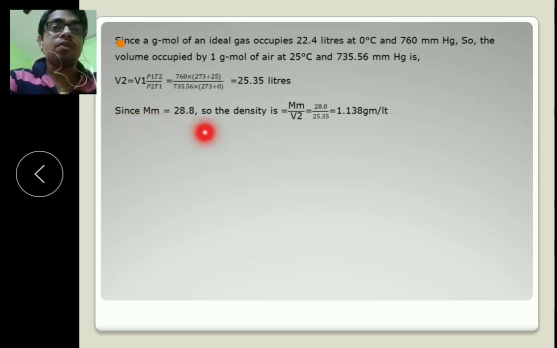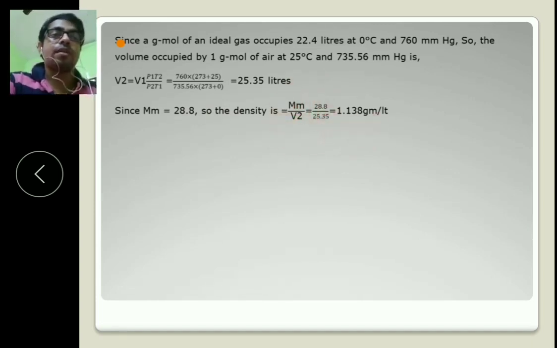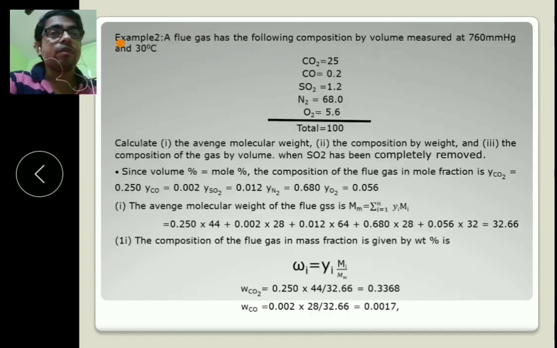Average molecular weight is given as 28.8, and the density is average molecular weight divided by volume, which is 1.138 gram per liter. Next page, example 2.